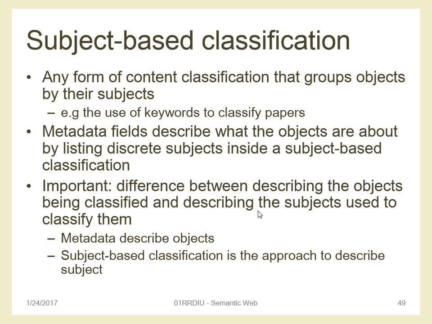Subject-based classification is not to do with metadata fields, because the metadata fields describe what you are saying about the resource. You are saying who is the author, the date, what this talks about. The subject-based classification is used to classify the value according to given knowledge domains. So the metadata describe the object, and subject-based classification is what you write inside this description.